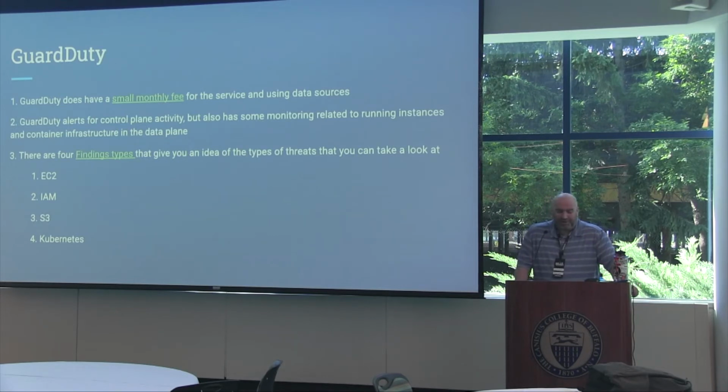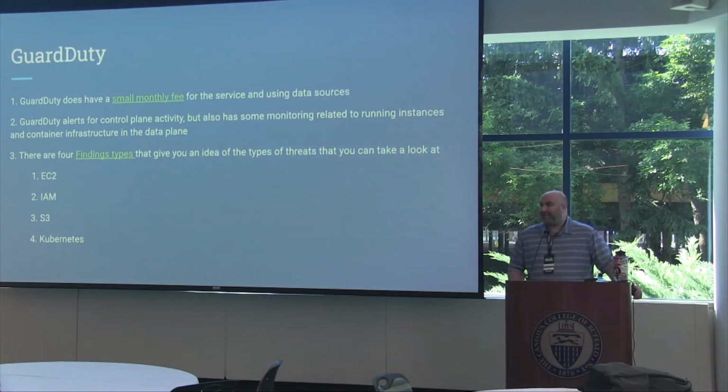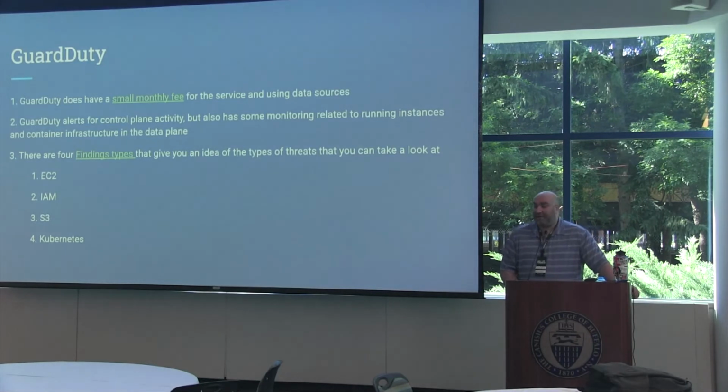GuardDuty generates finding types, and there are four here: IAM, Identity and Access Management, S3, EC2, and they recently launched some Kubernetes things, which is more on the data plane side. Because it's a first-party product, Amazon is aware of the threats that are out there versus what actors are trying to do with AWS accounts. I want to save a bunch of time for questions, but we can talk about specific GuardDuty findings later.